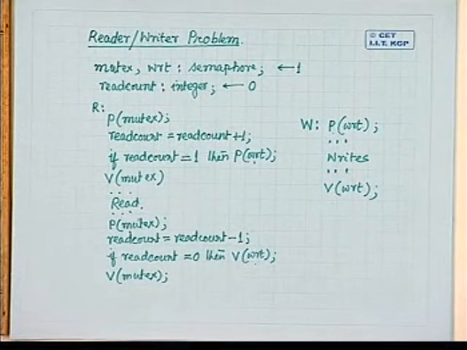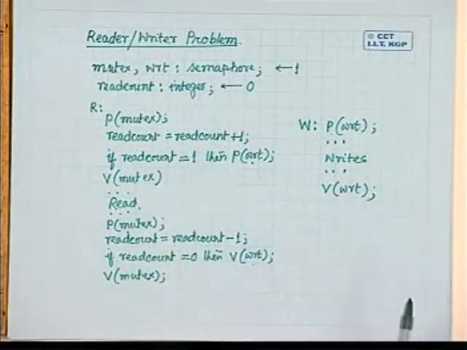This may lead to the starvation of the writer processes. Yeah, if we don't have a read semaphore, which is initialized to n, whatever the maximum number. That is true. This does not solve the problem of starvation. It only solves the problem of mutual exclusion.